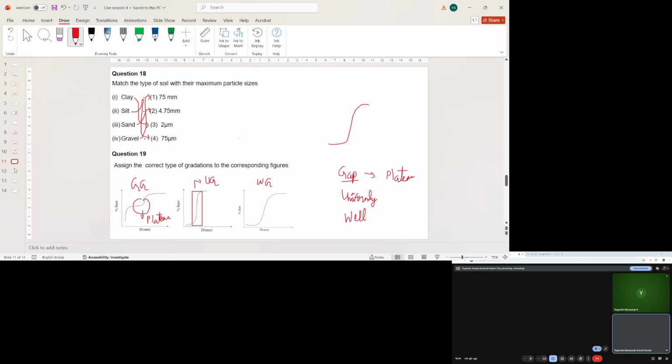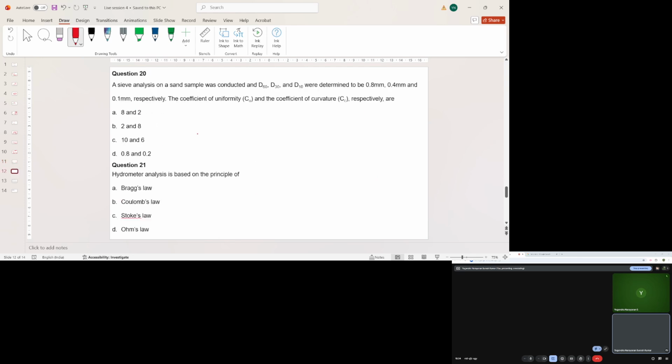Coming to the next question: the sieve analysis on a sand sample was conducted and D60, D30 and D10 were determined to be 0.8 mm, 0.4 mm and 0.1 mm respectively. The coefficient of uniformity and coefficient of curvature, Cu and Cc respectively, are.